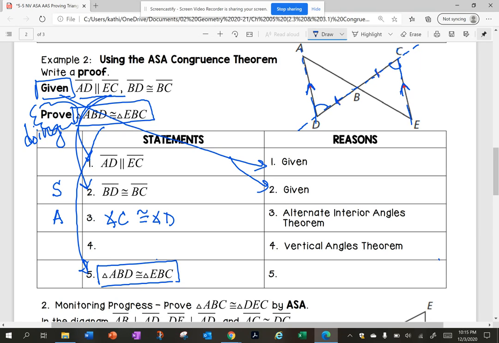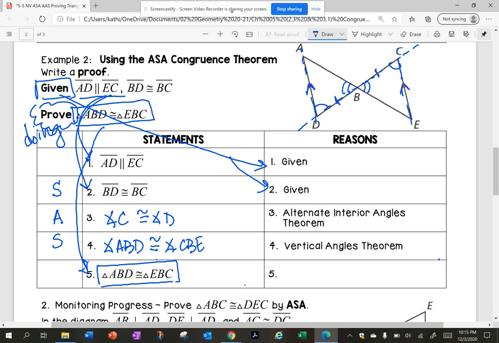And then I see that these are vertical angles right here. I can't name it just angle B because there's 2 angle B's, so I need to use 3 letters. I can call it angle ABD and angle CBE. And those are vertical angles.